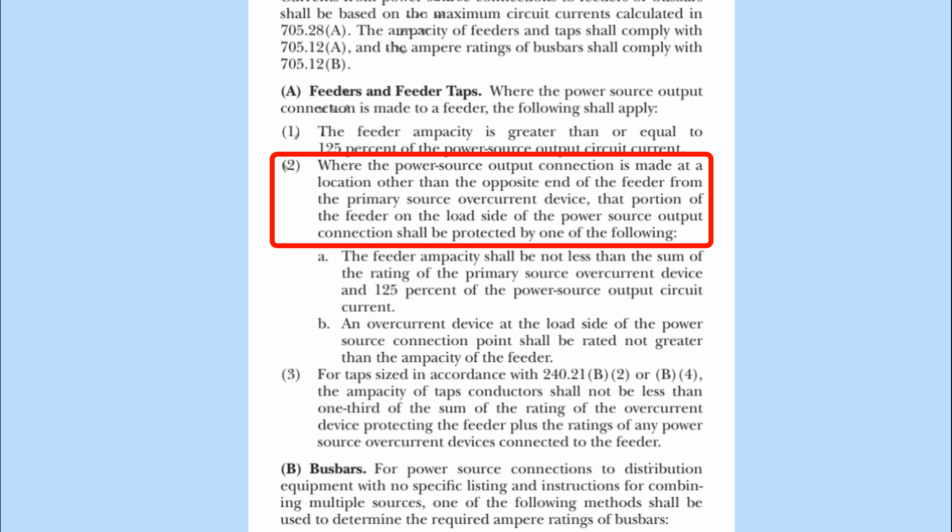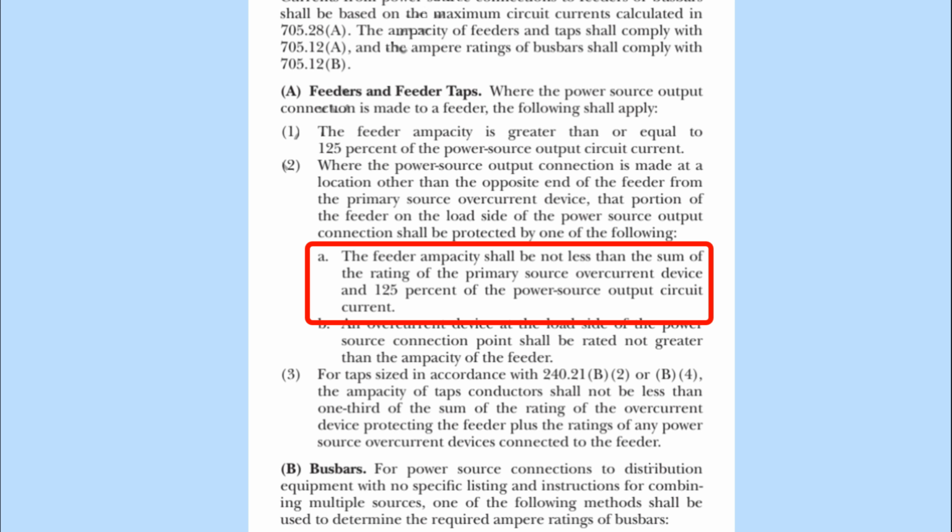So where the power source output connection is made at a location other than the opposite end of the feeder from the primary source overcurrent device, that portion of the feeder on the load side of the power source output connection shall be protected by one of the following. 705.12(A)(2)(a). The feeder ampacity shall be not less than the sum of the rating of the primary source overcurrent device and 125% of the power source output circuit current.